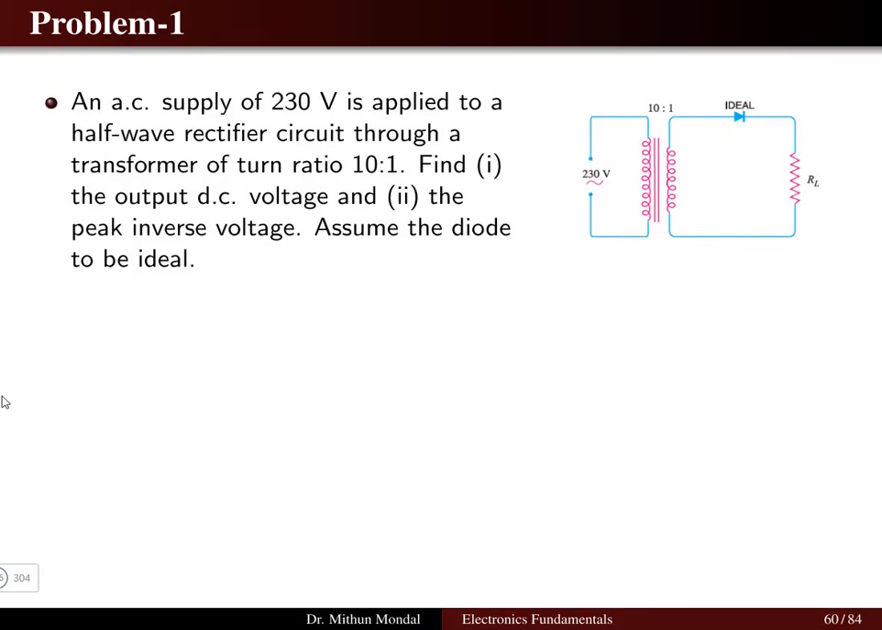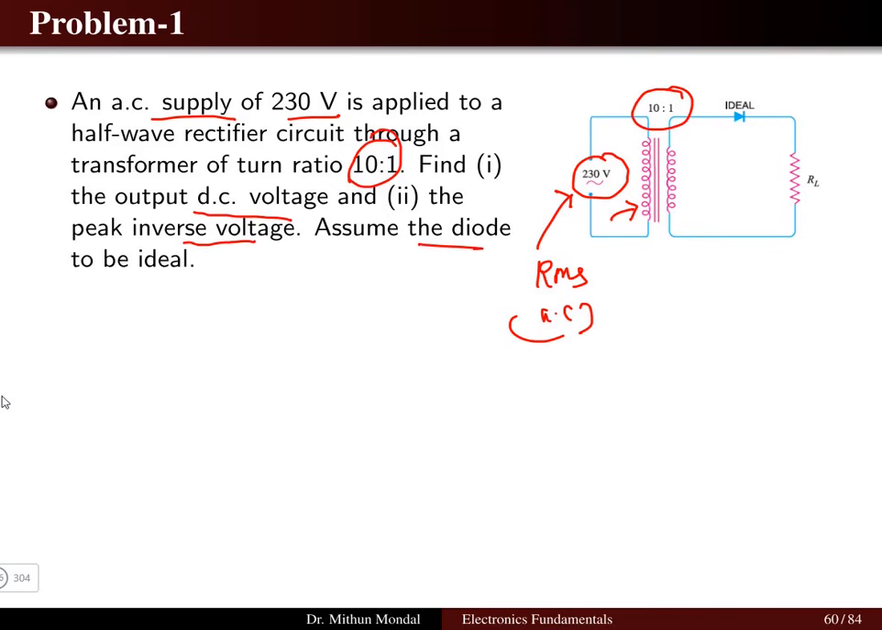So here the first problem, we have an AC supply of 230 volt. Note here whatever the voltage is mentioned, that is always the RMS voltage for the AC. This is applied to the primary of the transformer, and the transformer is basically a 10:1 transformer. So it is a step down transformer. We have to obtain the output DC voltage and peak inverse voltage, assuming that the diode is ideal.